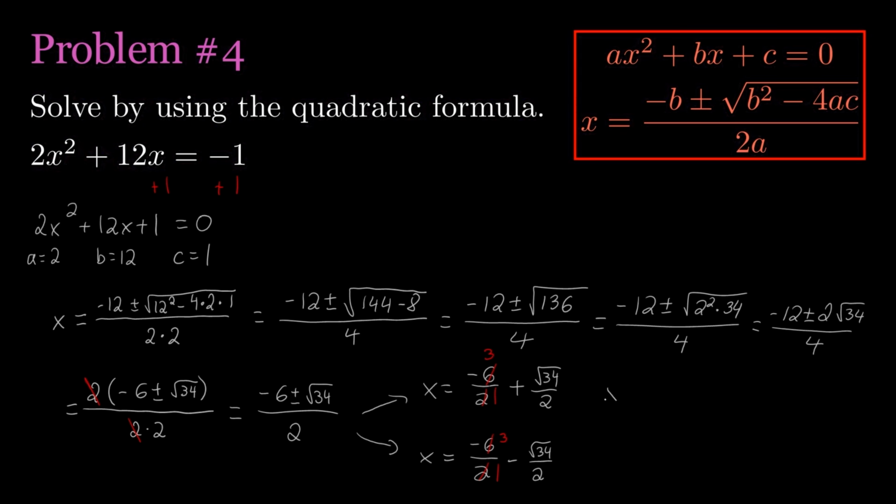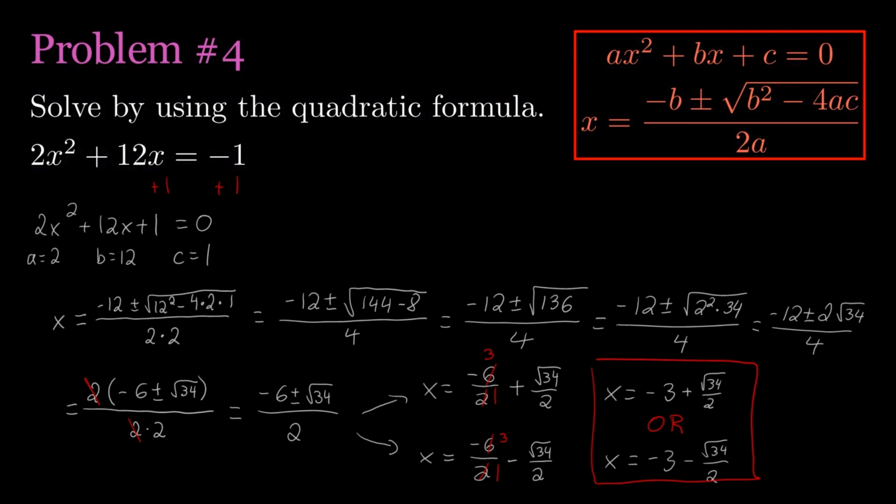And we can write those as x equals negative 3 plus the square root of 34 over 2, or x equals negative 3 minus the square root of 34 over 2. And those will be the two solutions to our equation, as always, with an or between them.